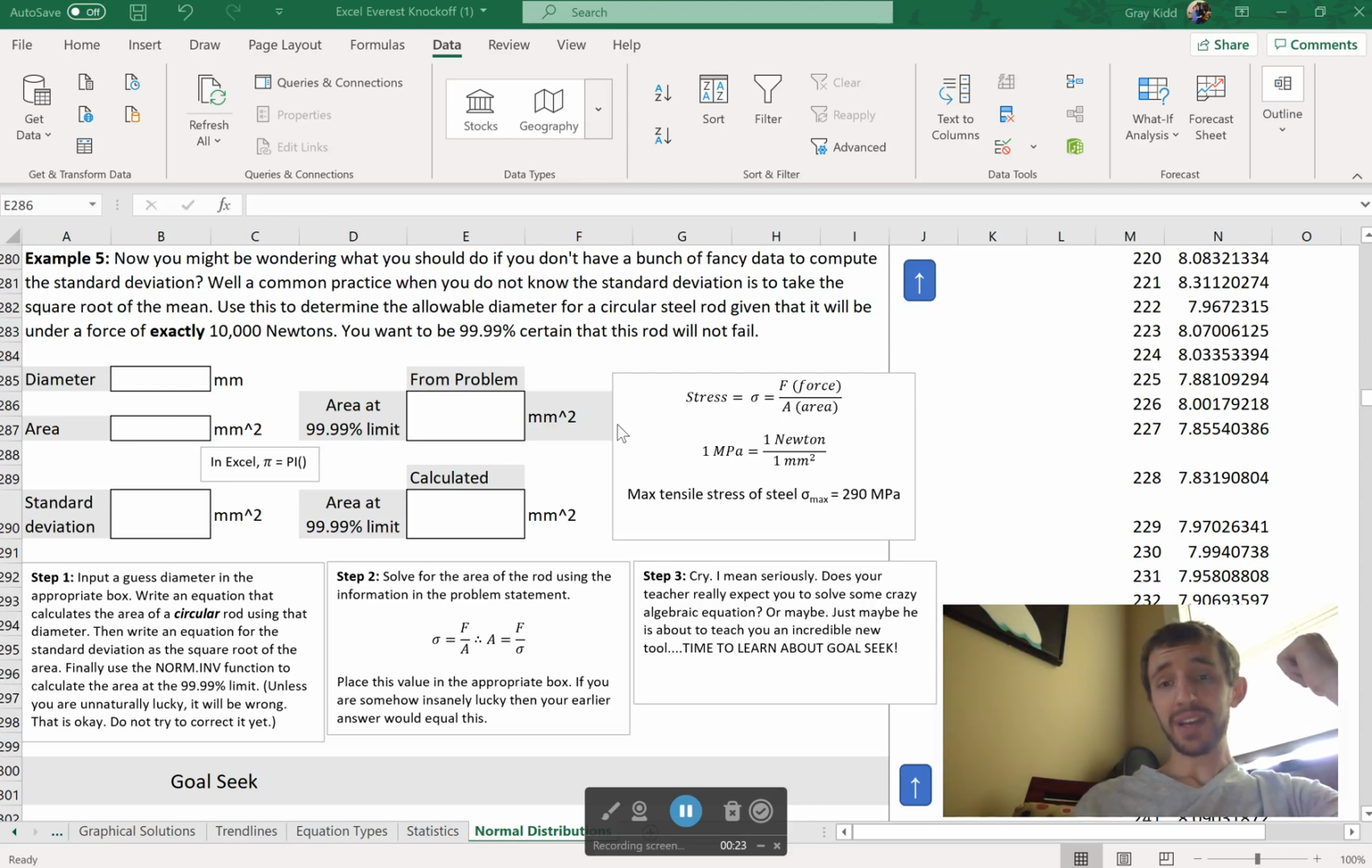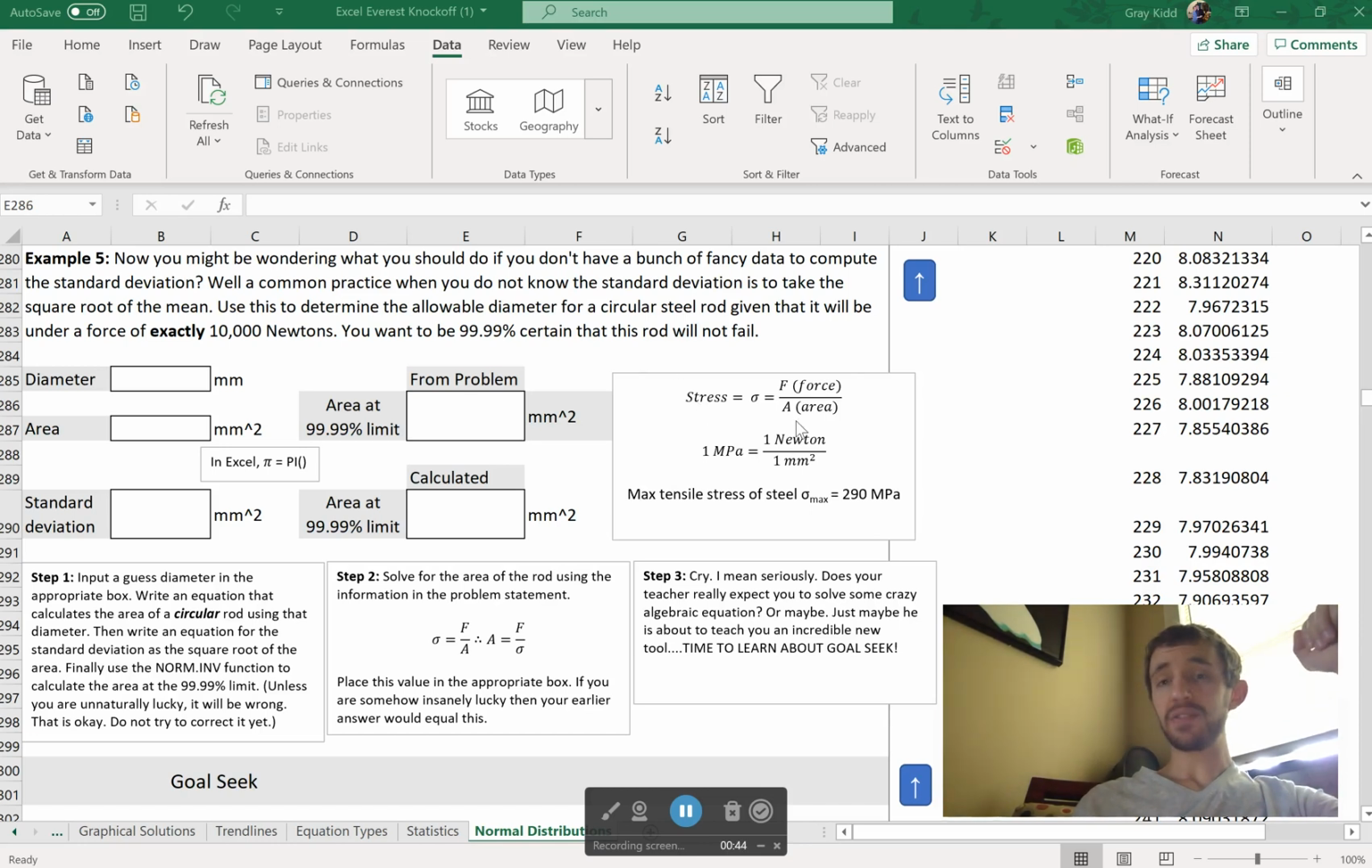Well, what do you do? For a rod, the way you know it's going to fail is if the stress that it endures is greater than its max tensile stress. This is a steel rod, so it can't take more than 290 megapascals. Megapascal is a unit of pressure or unit of stress. So how do we calculate stress?